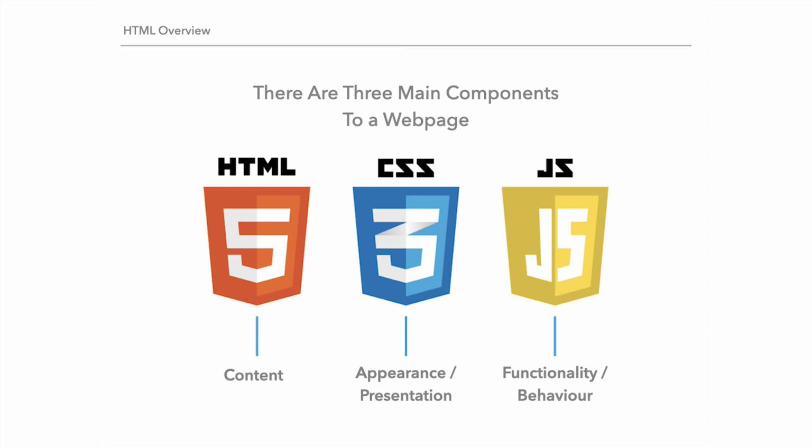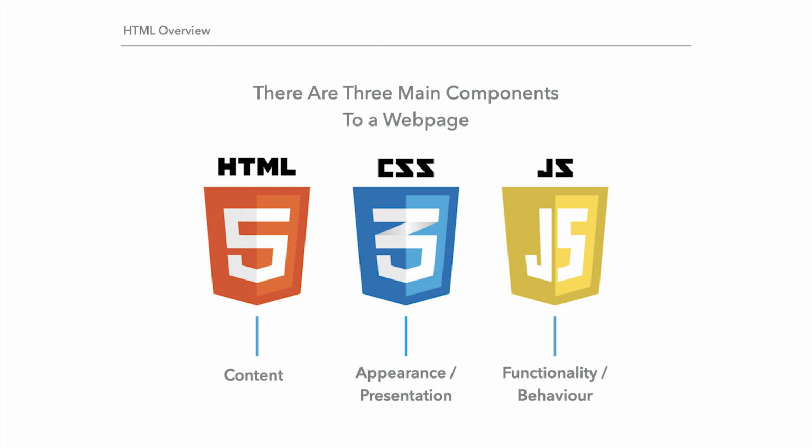There are three main components to any web page: HTML, which is your content, CSS, which is the appearance or the presentation, and JS or JavaScript, which is the behavior. So what do I mean by behavior?